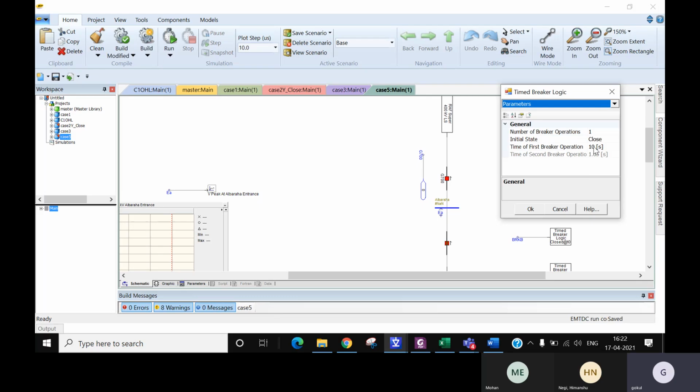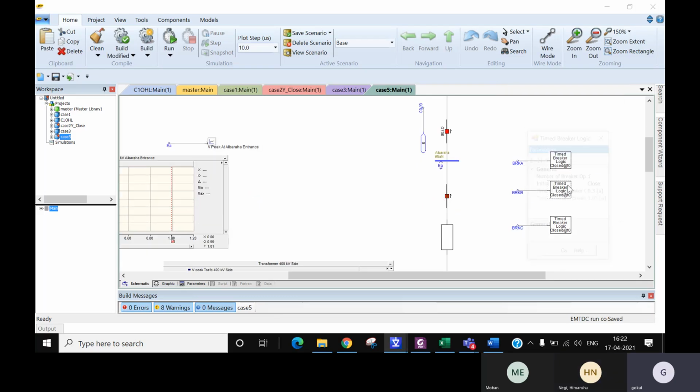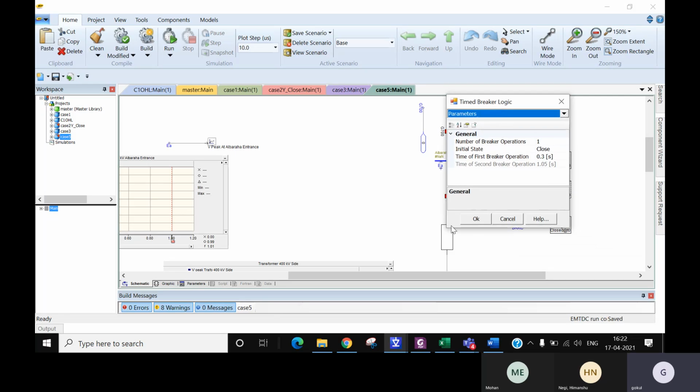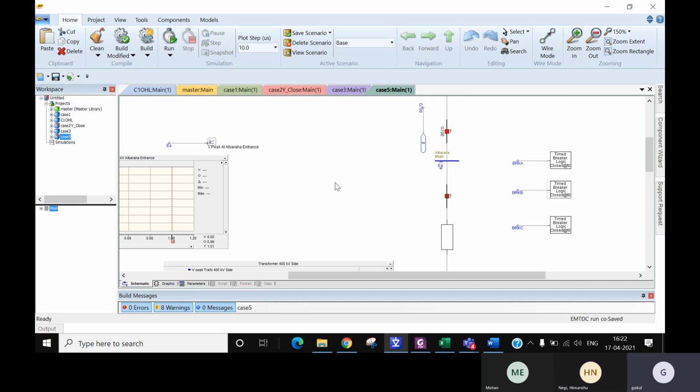Like this breaker is not going to open. I can show you this breaker. The initial condition is closed because this is a de-energization case, and this is normally closed, and I'm going to open it at 0.3 seconds. Do you have any doubt up to this? It's just a simple thing.